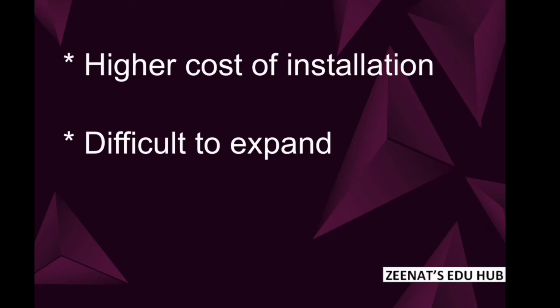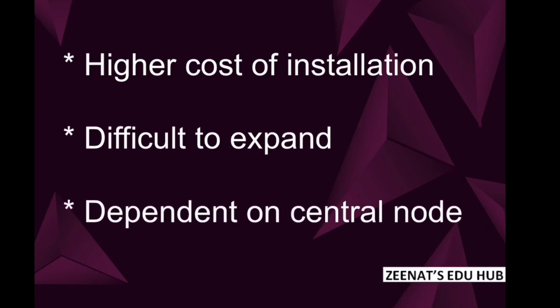It's difficult to expand, that is to add a new node in a star network, as we have to connect it all the way to the central node. Star topology is dependent on the central node. If the central node fails, then the entire network stops functioning, so one has to take care that the central node is very reliable.